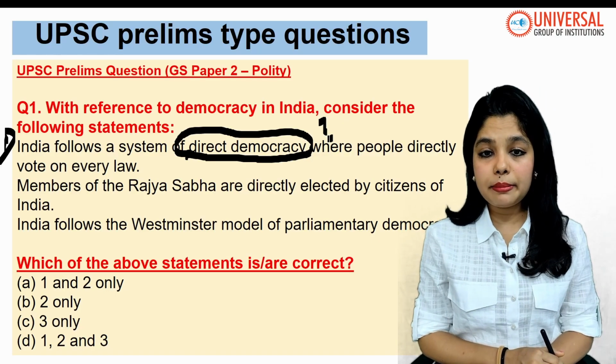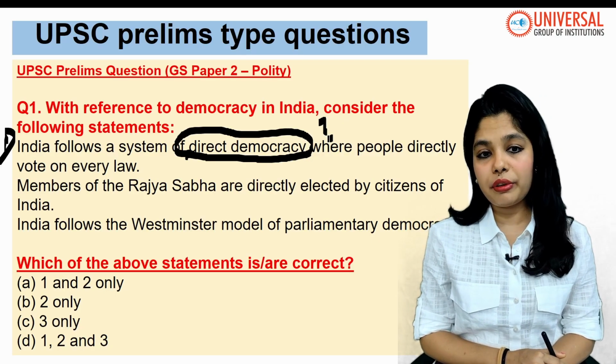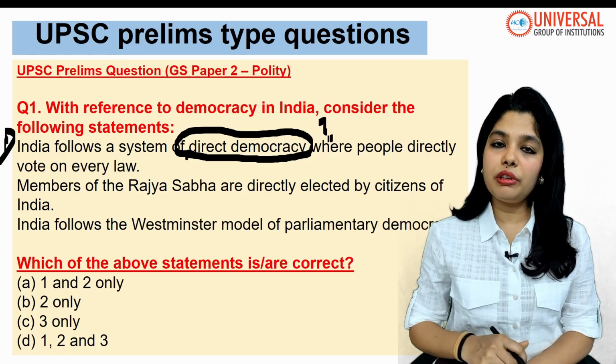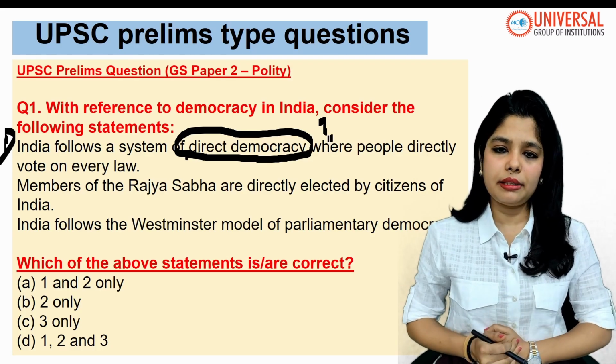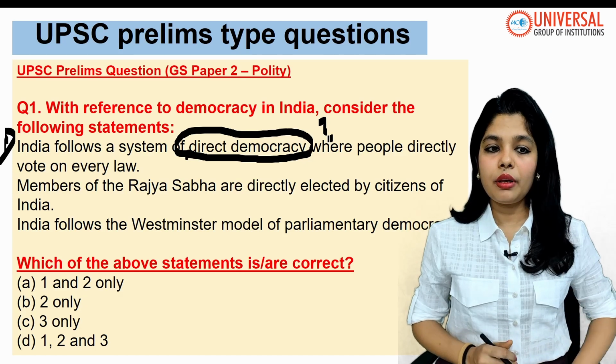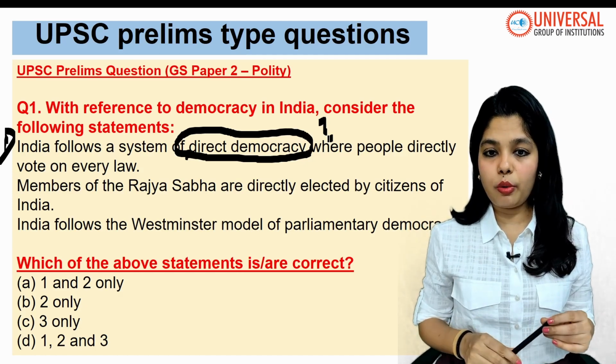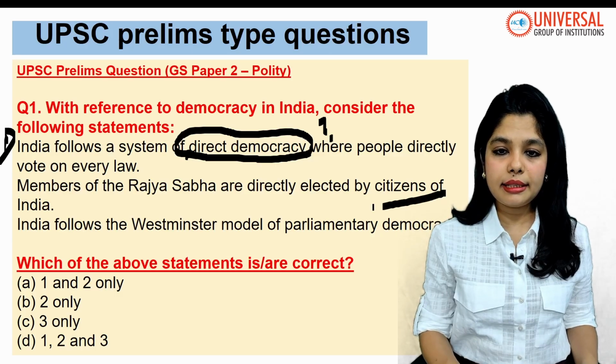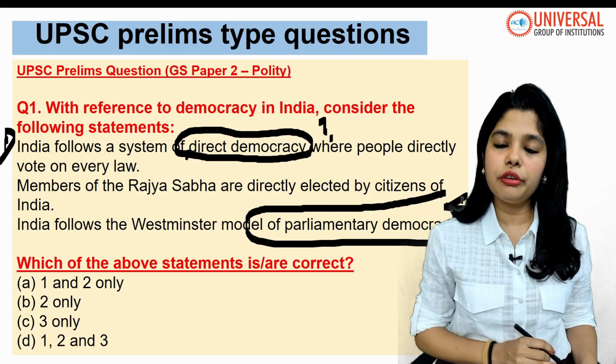Members of the Rajya Sabha are directly elected by citizens of India. Is it? India follows the Westminster model of parliamentary democracy. Yes, this statement sounds very clear and correct.